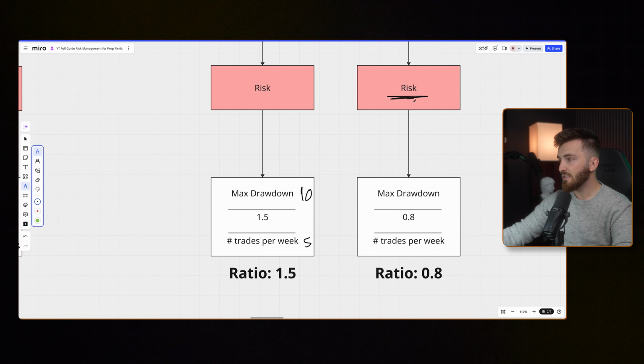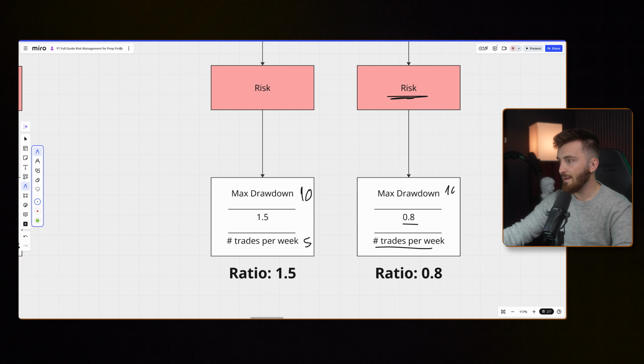But let's say that now you're going to go a little bit more aggressive because, again, you already got funded, you already got payouts. So therefore, you want to play this game because you know you can win this game. Again, be careful. This is not for everyone, right? But let's imagine that that's you. So the risk that you're going to be using is max drawdown divided by 0.8 divided by the number of trades per week.